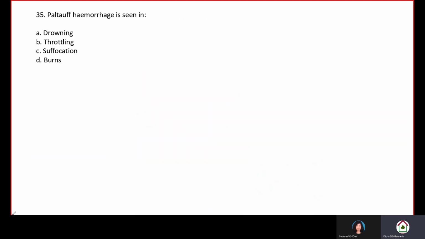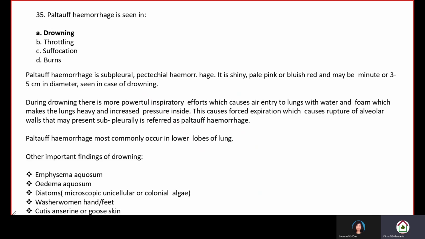Okay, next is a question: Paltauf's hemorrhage is seen in, obviously, drowning. We already started drowning. Paltauf's hemorrhage is what? It is subpleural petechial hemorrhage, shiny pale pink or bluish red, and may be minute or 3 to 5 centimeter in diameter in case of drowning. During drowning, there is more powerful inspiratory force which causes air entry into the lungs with water and foam, which makes the lung heavy and increases pressure inside, leading to forced expiration, causing rupture of the alveolar walls, may be present subpleurally, referred to as Paltauf's hemorrhage.